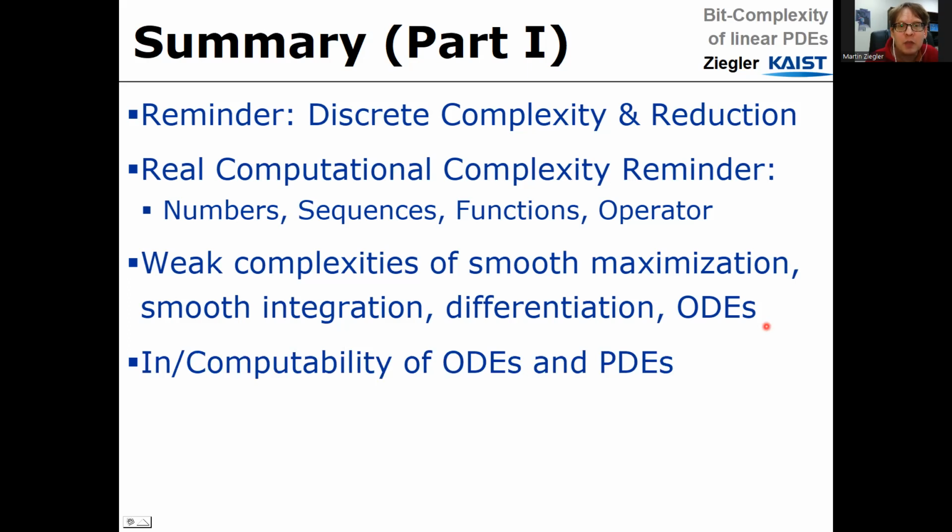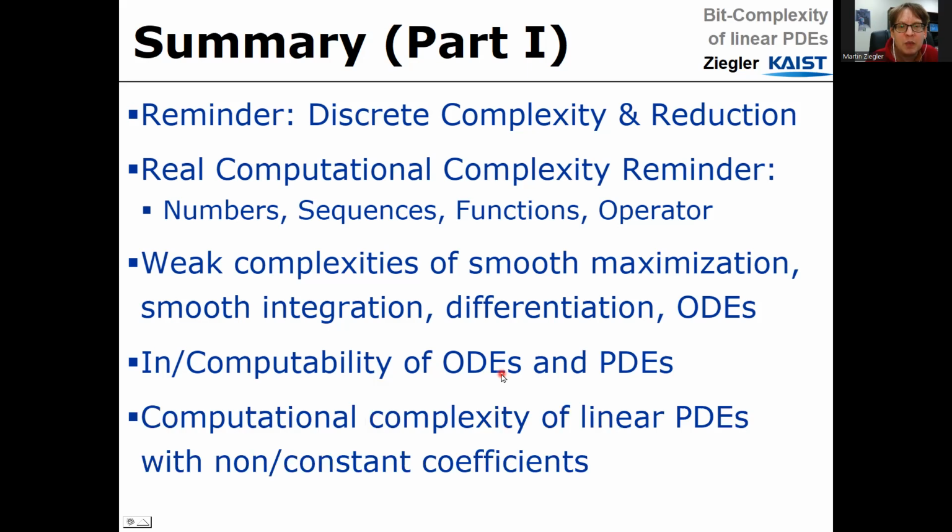We talked about computability and incomputability of ODEs. We need at least Lipschitz right-hand side, vector C1. And then we talked about our results on the computational complexity of linear PDEs. Constant coefficients correspond to Sharp-P, and this is optimal. Non-constant coefficients correspond to P space, and this is optimal.